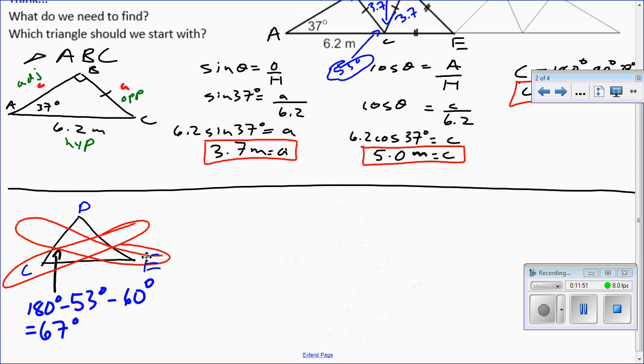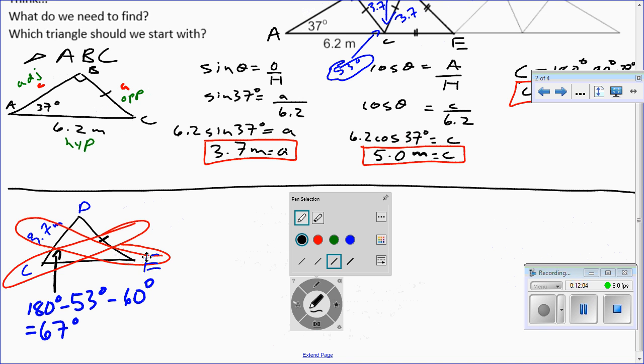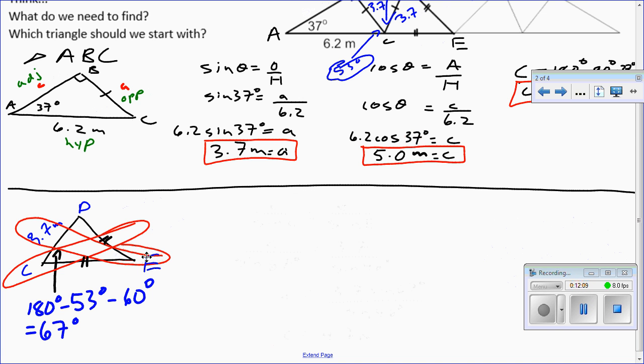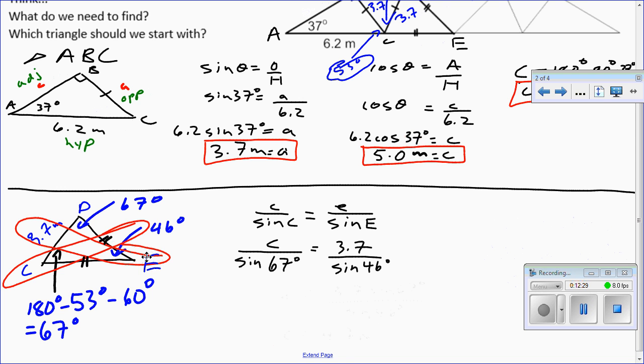Now, because of that, we can start to use the sine law because we know that this is 3.7 based on our triangle, right? And so if this is 60 degrees and these two sides are equal, that means this is also 67 degrees, which means our final angle is 46 degrees. So now we have the sine law. Because of that, we can set up this ratio: C over sine C is equal to E over sine E. Substituting in, we end up with this.